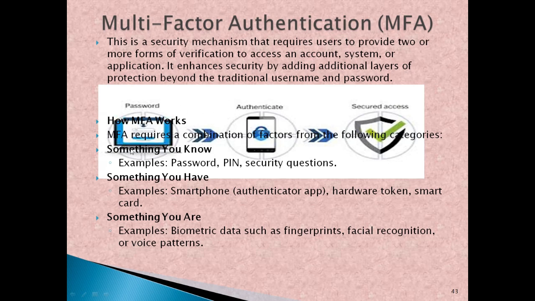So MFA requires a combination of factors from the following categories: something you know, which is your password, PIN, security question, which you have seen on Google or any of your emails; something you have, examples, your smartphone, authenticator app, hardware token or smart card. It can also ask you for your biometric data, such as your fingerprints, facial recognition, or voice pattern. Now let's make progress.